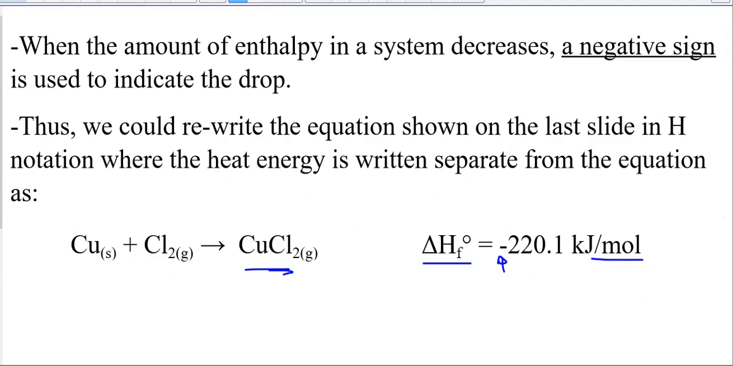So when you actually write your enthalpy off to the side, you must remember that this is all based on the number of moles. If I doubled this chemical reaction, I would have 2 moles of copper 2 chloride, and so I'd have 440.2 kilojoules for every mole of substance as far as its energy is concerned.